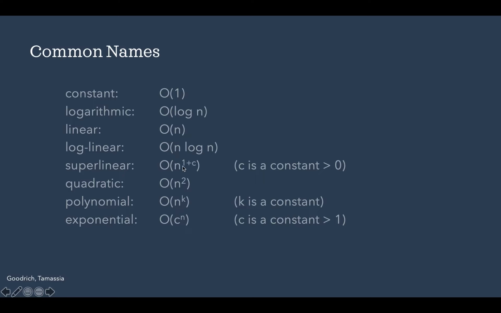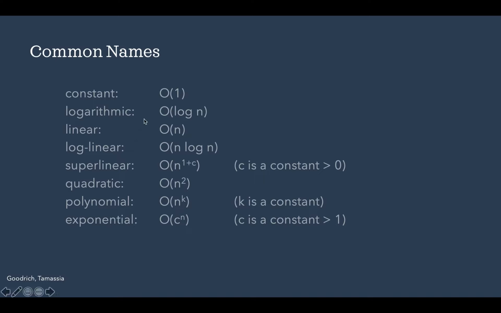Then you have quadratic, where the dominating term is n square. Then any polynomial, n power k, we call that polynomial. Then exponential, any constant power n. These are the common names that we use when we state the complexity of any function. For example, we say the time complexity of finding a maximum element in an array is linear.